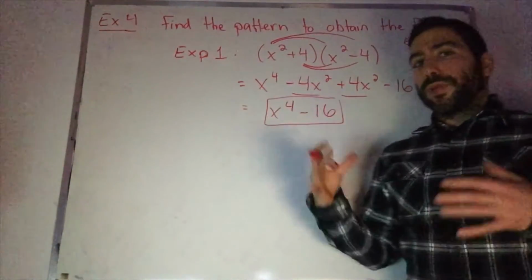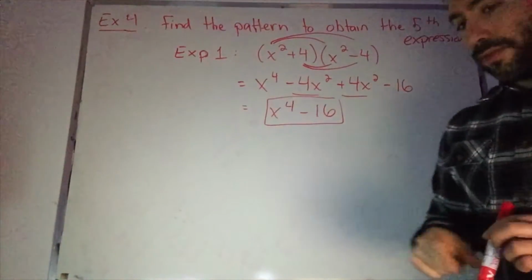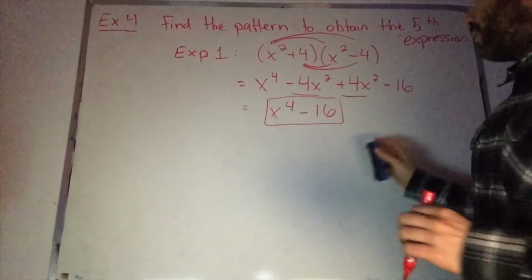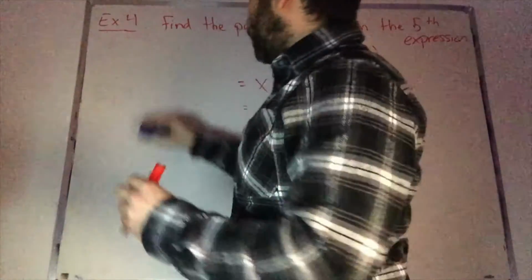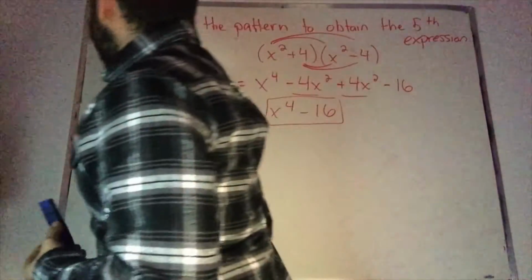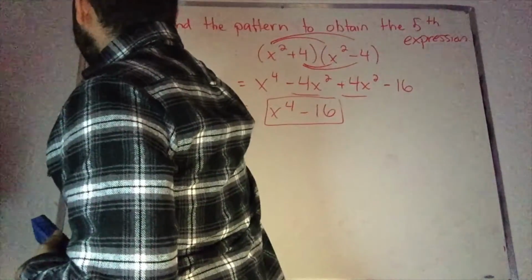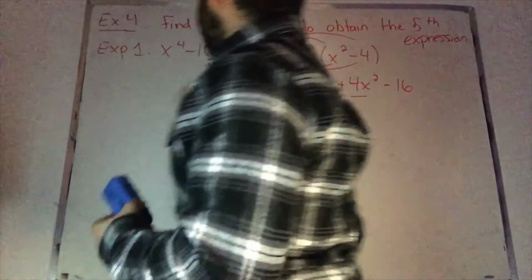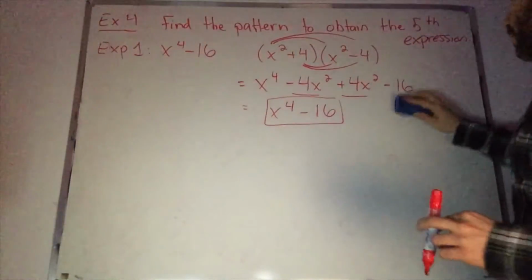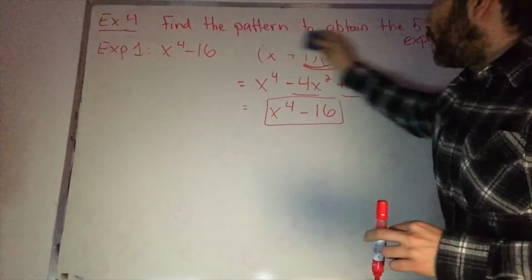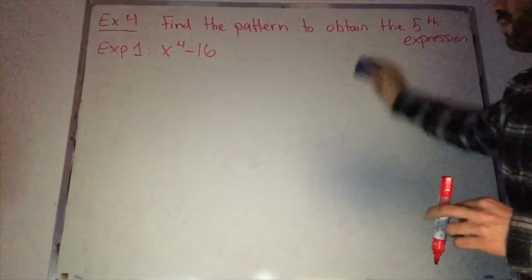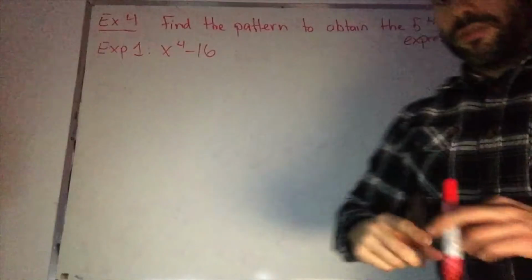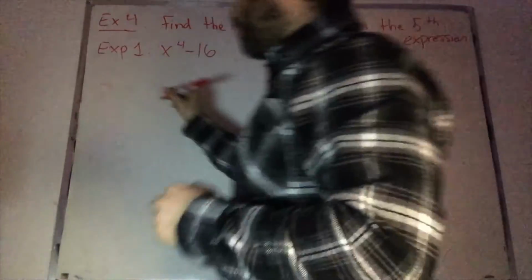What I like to do is I like to write them one on top of the other. So let's go ahead and do that, and I'll write it on the top of the board. So expression 1, we have x to the 4 minus 16. Okay, so this one's done. Let's erase. And let's look at expression 2. So expression 2 that was given is going to take up a bit of room.